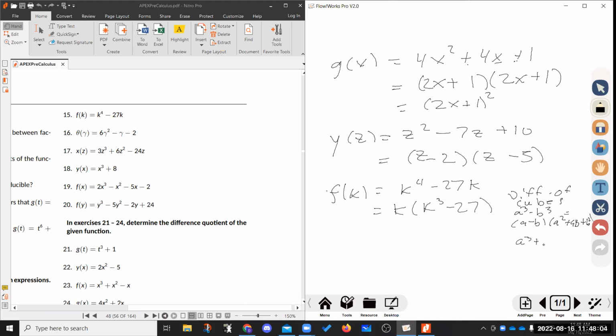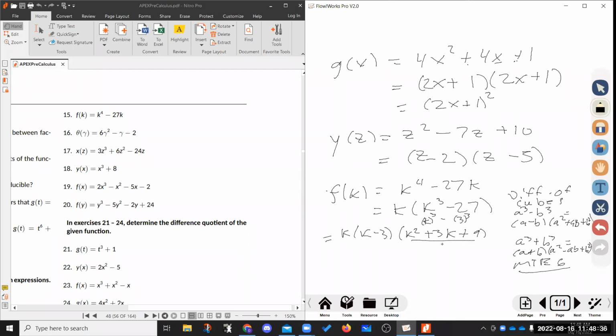Similarly, a cubed plus b cubed is going to be equal to a plus b times a squared minus ab plus b squared. We talk about that in the MTE6 video, so go back and look at that if you'd like to. Just going to go ahead and factor it based off of the fact that this is k cubed and this is 3 cubed, that this is going to turn into k minus 3, k squared plus 3k plus 9.